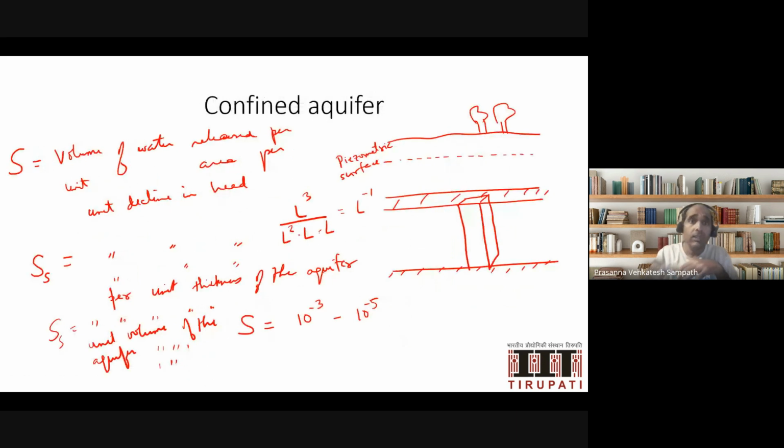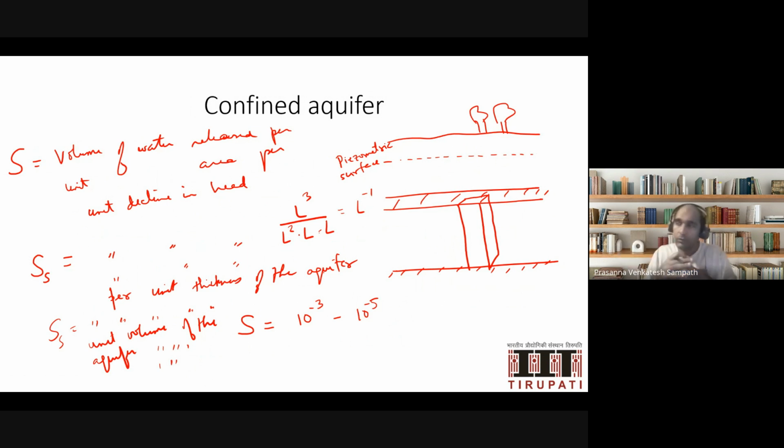When it comes to the confined aquifer, the storage coefficient is much, much smaller. At the higher end, it may be as high as 10 to the power minus 3, but at the lower end, it's about 10 to the power minus 5, which is very, very small. So even the best case scenario for a confined aquifer, 10 power minus 3, is about 10 times or 100 times smaller than for an unconfined aquifer. And the worst case, 10 power minus 5, is about 1,000 times or 10,000 times smaller as compared to the unconfined aquifer.